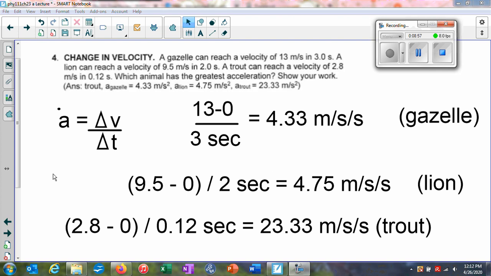Then I look at our friend, the lowly trout, and I am told that a trout can get up to 2.8 meters per second, but it only takes him 0.12 seconds to do that. So he's starting from rest. So I do 2.8 minus 0, divide that by 0.12, and I get 23.33 meters per second every second of acceleration. So the trout is the winner.